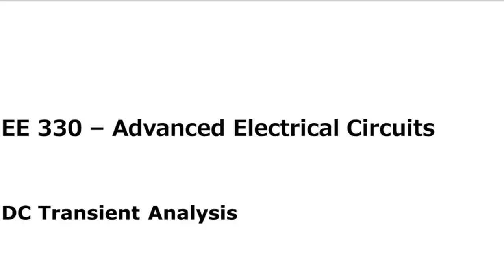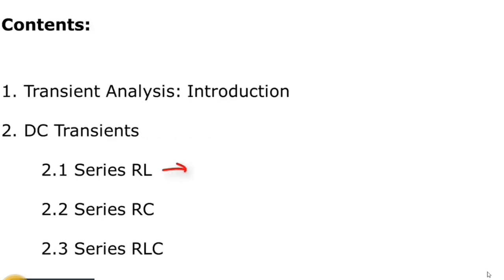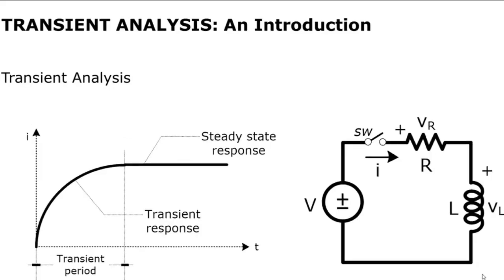Welcome engineers. Today we are going to deal with the control system, that's DC transient analysis introduction majorly. In DC transients we have three types: series RL, series RC and series RLC, but today we are going to deal with two of them, the first two.